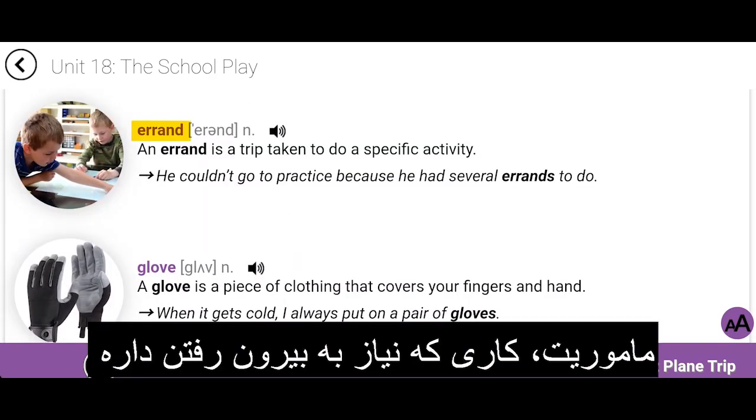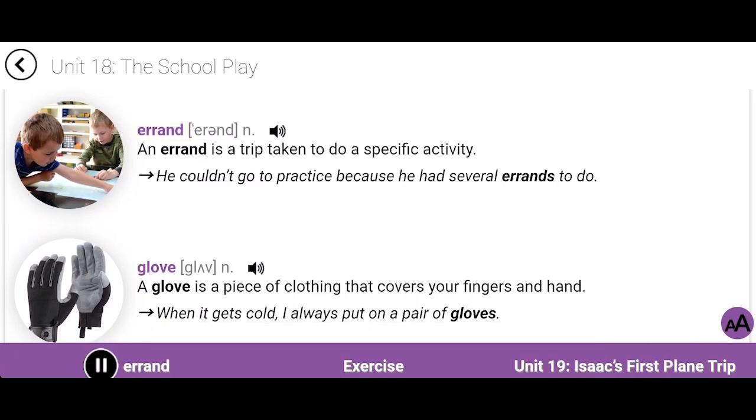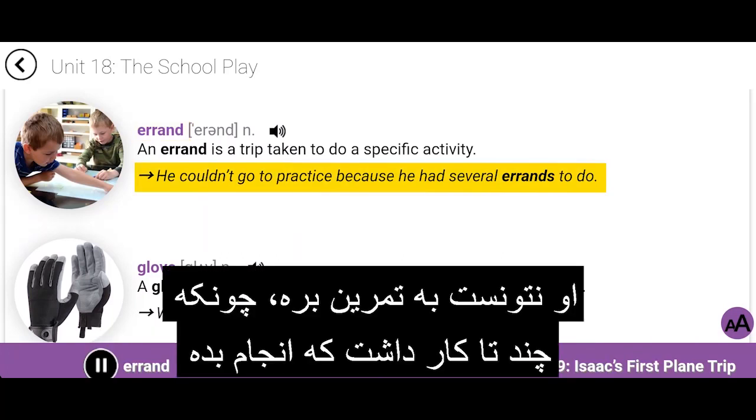Errand. An errand is a trip taken to do a specific activity. He couldn't go to practice because he had several errands to do.